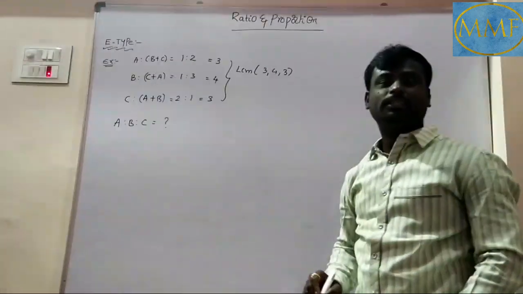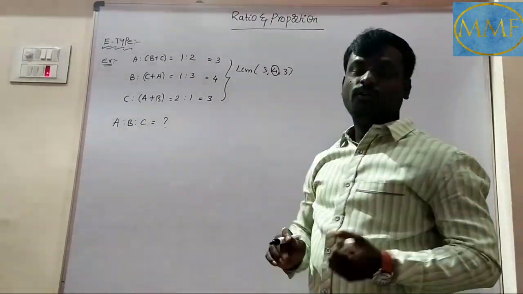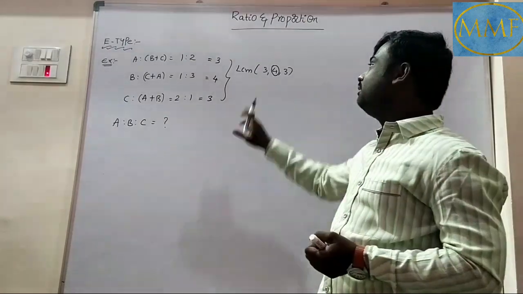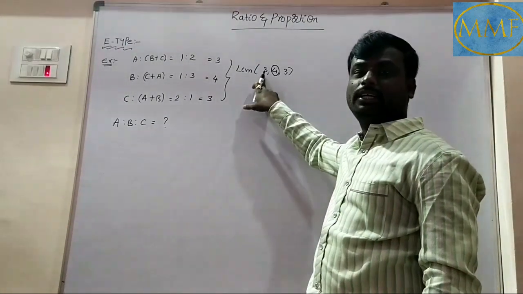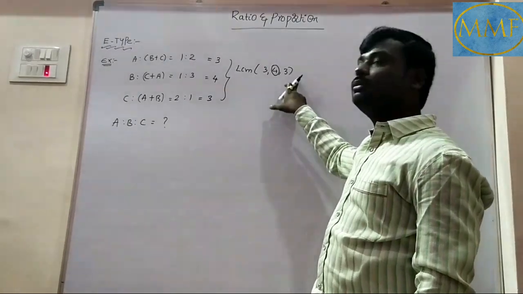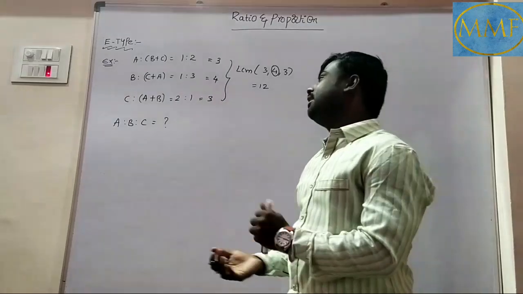So how to find LCM? The easiest shortcut is, what is the biggest number here? 4. 4 into 2, 8 is not divisible by 3. 4 into 3, 12 is divisible by 3. Yes, it is divisible by 4. Yes, it is divisible by 3. Then what is the LCM here? It must be 12.